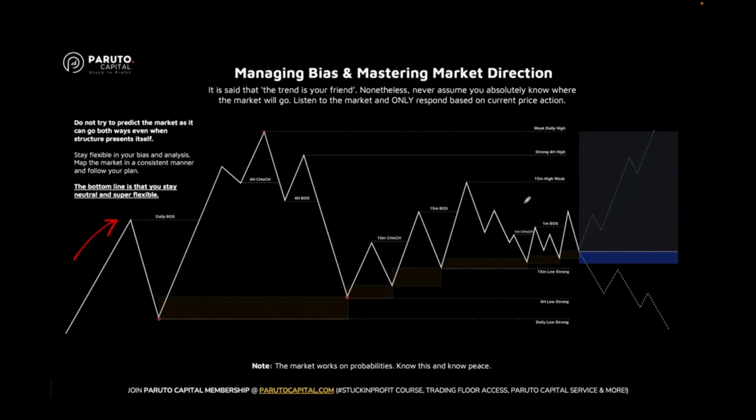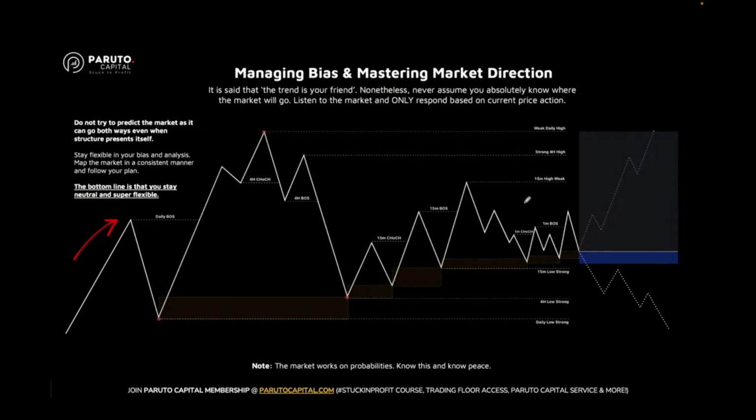So the market works in probabilities. It's very important to understand this. When you know this, you have peace. It doesn't matter that you took trade 1, 2, 3 and it's a loss. What matters is that you have an edge, and you know that if you follow your edge to the latter, you will win, always win. Then please follow your edge, right?